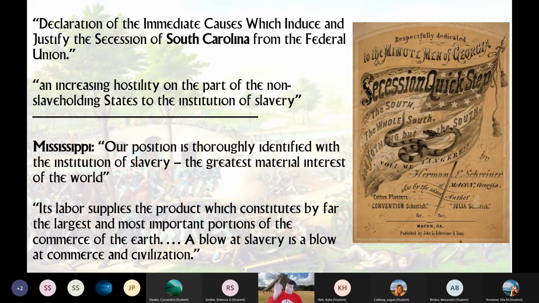And remember, we talked about free soil, they saw as a direct threat. Congressional minority, condemning the slave rebellion, go on and on. Institution of slavery. Mississippi: our position is thoroughly identified with the institution of slavery, the greatest material interest of the world. Think in terms of material as profit making. Labor supplies the product which constitutes by far the largest and most important portions of the commerce of the earth, a blow at slavery is a blow at commerce and civilization. So what they're saying is the North is attacking civilization. This is dripping with the positive good theory of slavery. They make it very clear.